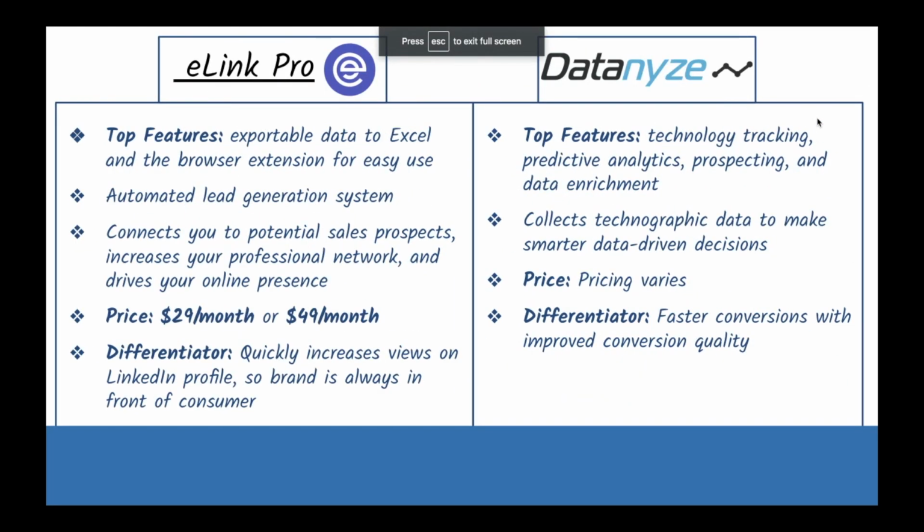Next, we've got eLink Pro and Datanyze. eLink Pro is an exportable data to Excel and a browser extension for easy use. This is something you can use in a browser. It's going to automate your lead generation system and connect you to potential prospects, increase your professional network, and drive your online presence. Now, they offer a very affordable rate of $29 a month or $49 per month.